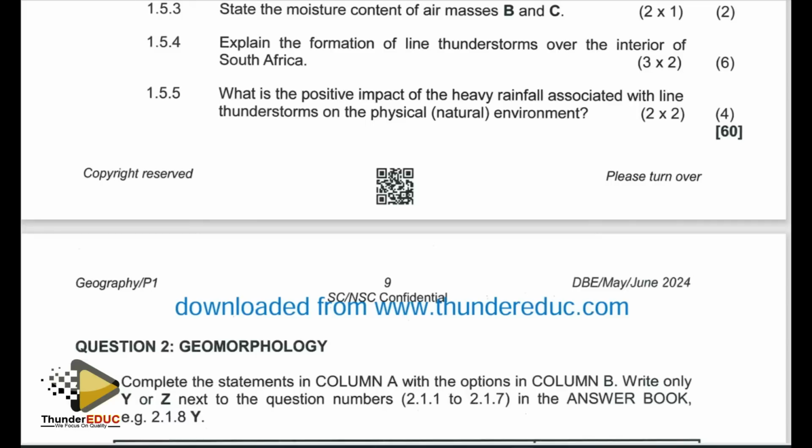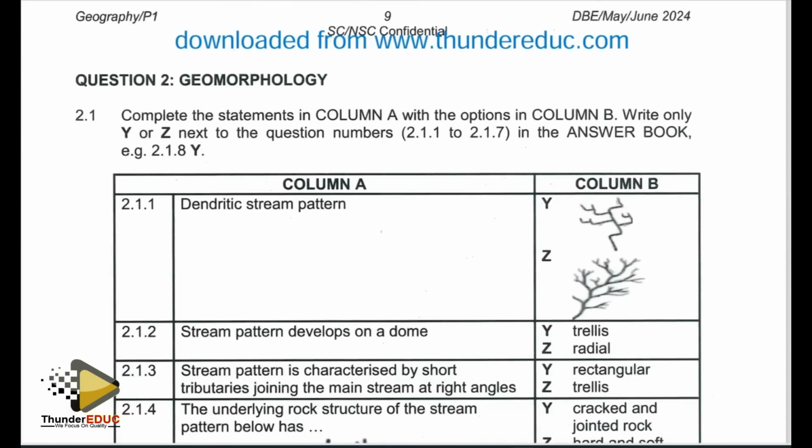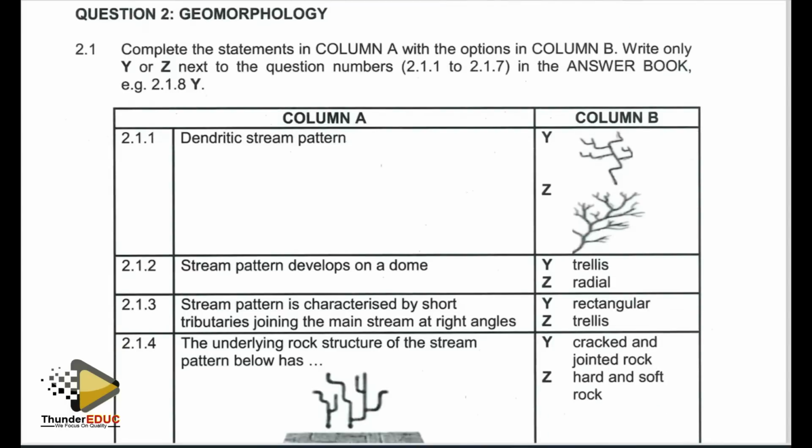Right, we quickly move on to the second question, which is geomorphology. We are doing fluvial geomorphology. In this instance, we are looking at the study of rivers. Right, we'll go through the questions as quickly as possible. We look at question number 2.1.1. This is a column question. Right, dendritic stream pattern, is it Y or Z?